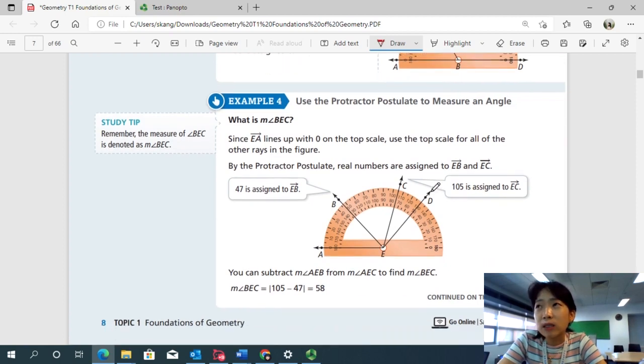Use the protractor postulate to measure an angle. What is the measure of angle BEC?